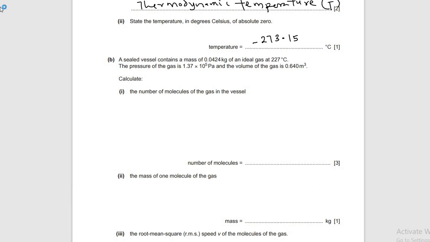A sealed vessel contains a mass of an ideal gas, as you can see. This is the temperature. You have to convert it to Kelvin. The pressure of the gas is this, and the volume of the gas is this. Calculate the number of molecules. This number of molecules is key. Number of molecules is capital letter N. Number of moles is small letter n.